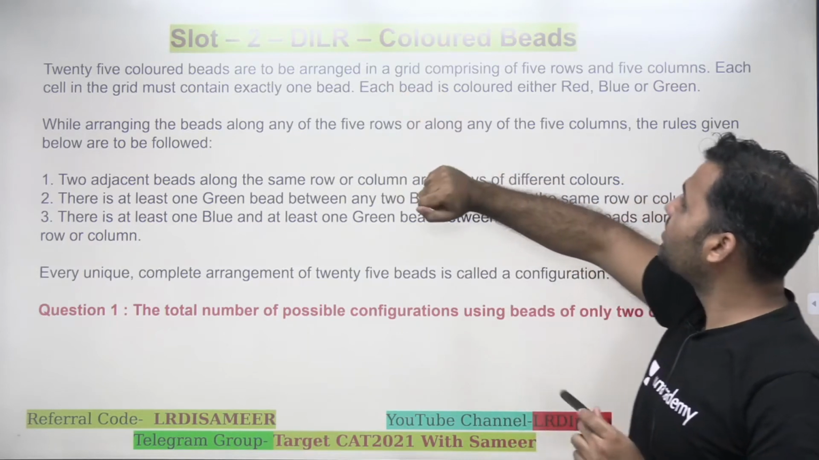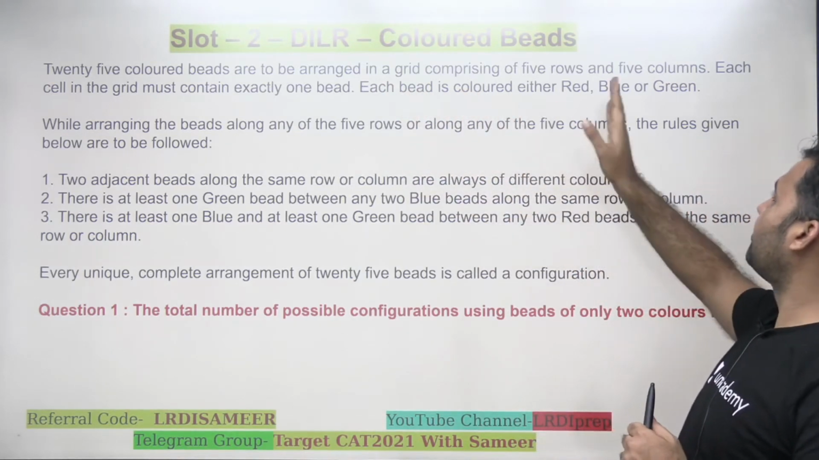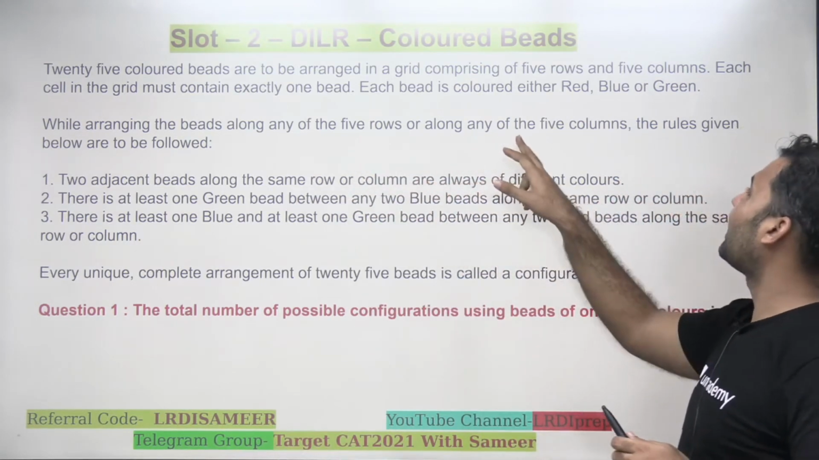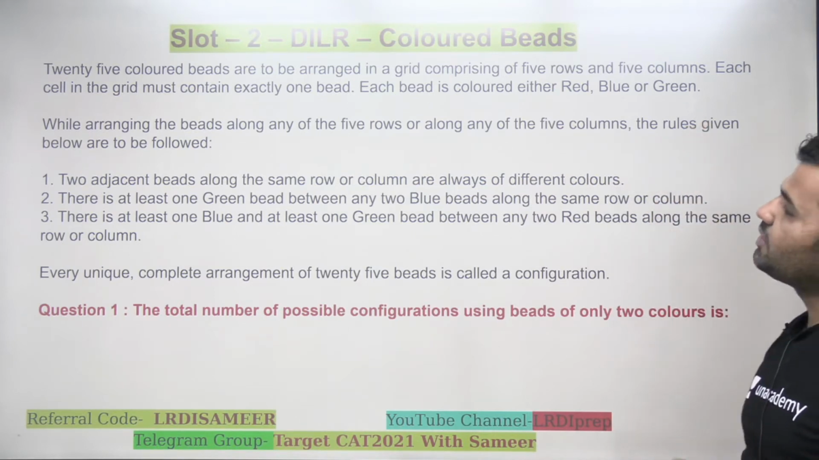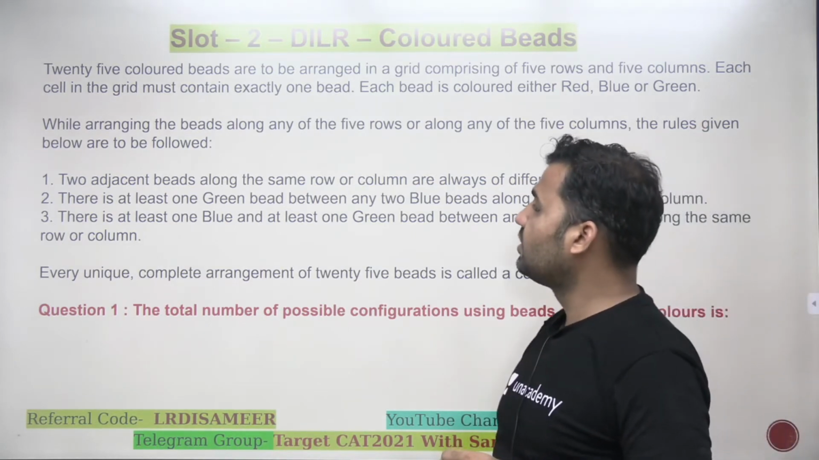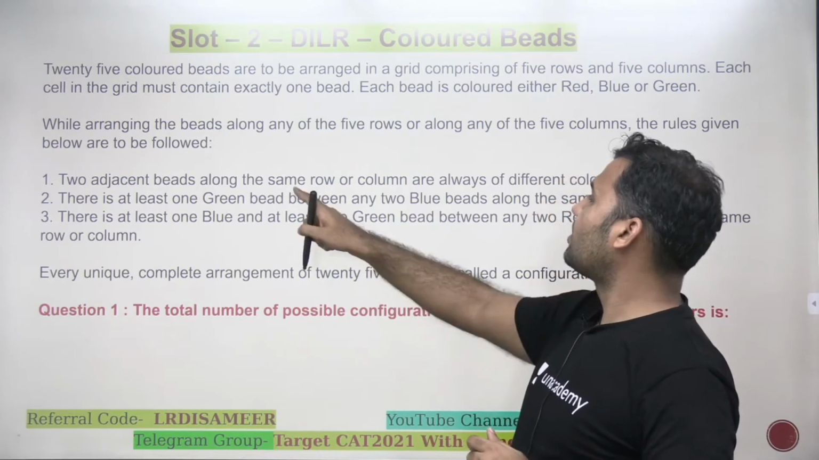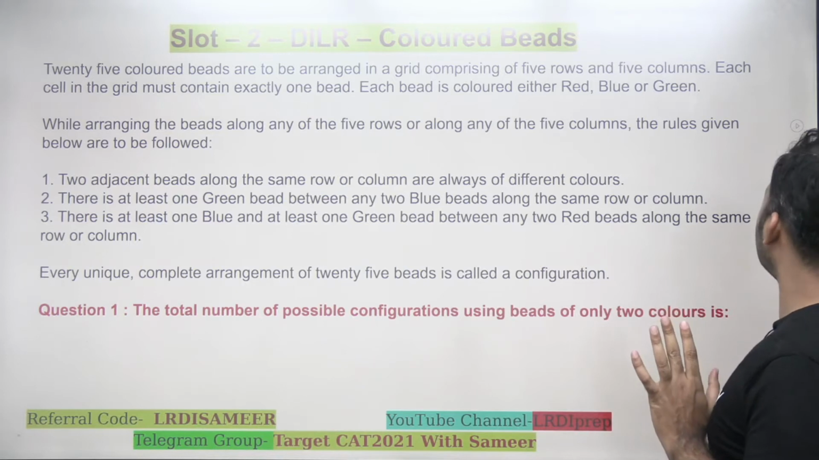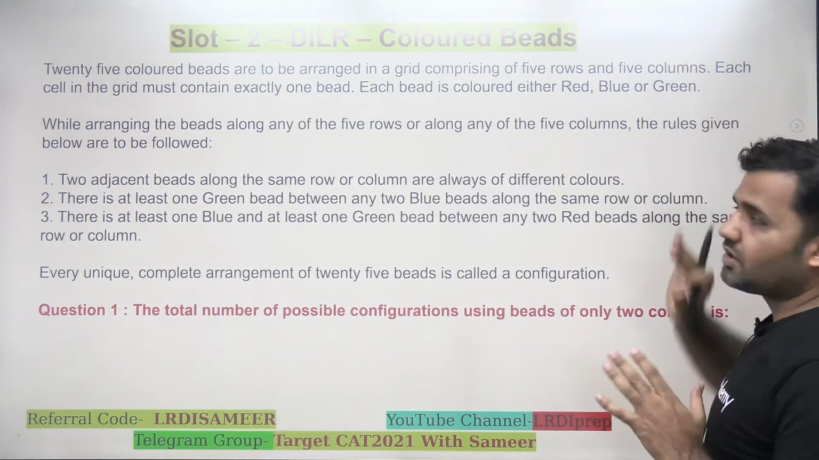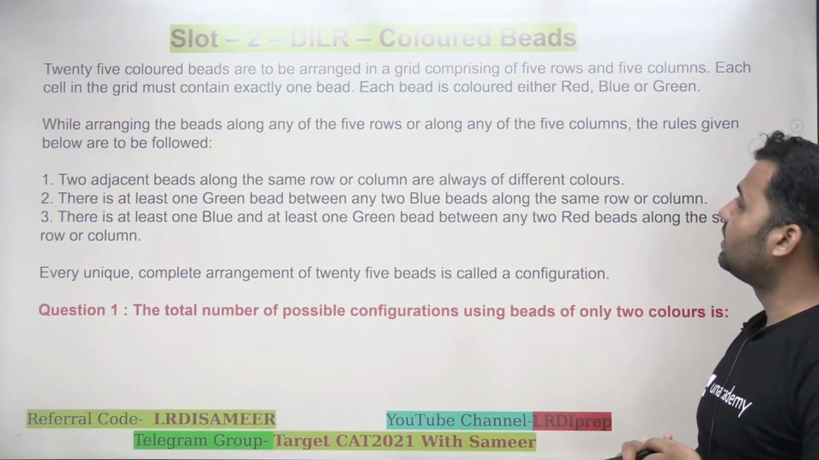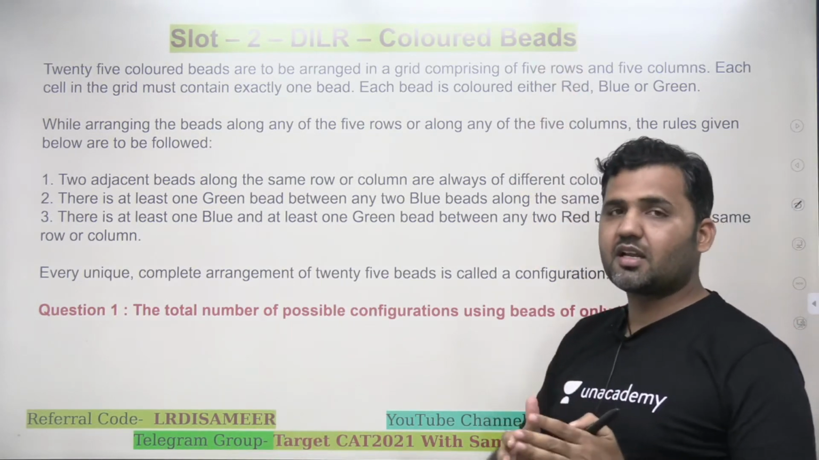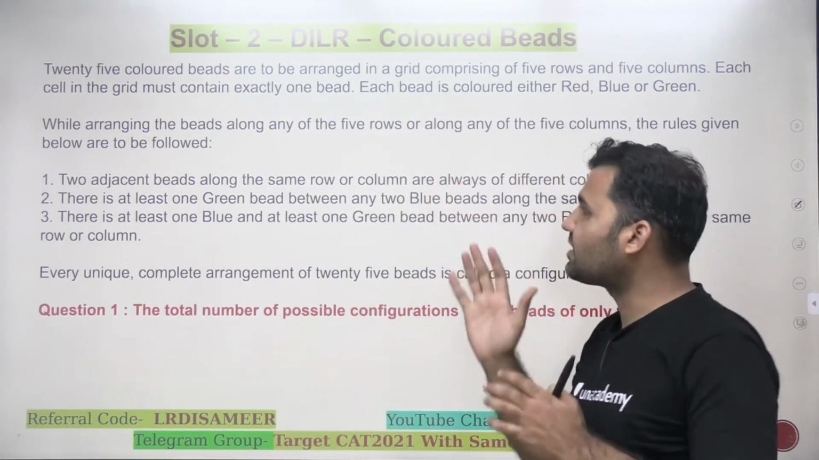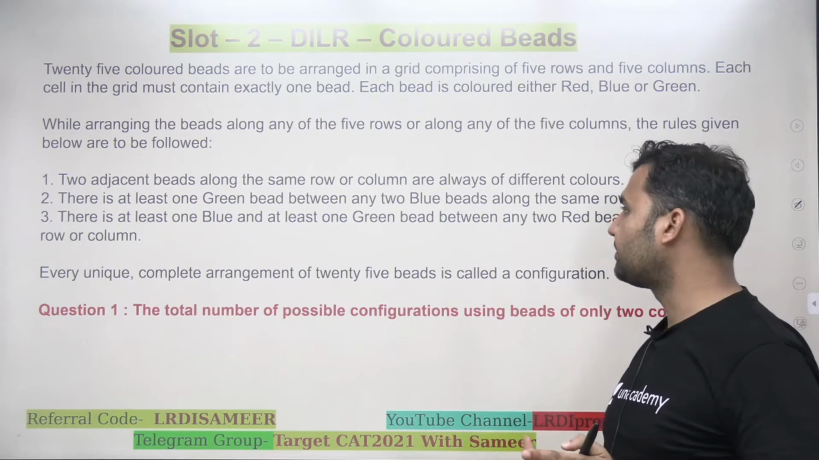Okay, now in the next line it is mentioned that each bead is colored either red, blue or green. While arranging the beads along any of the 5 rows or along any of the 5 columns, the rules given below are to be followed. What are those rules? 2 adjacent beads along the same row or column are always of different colors. So basically, by this time, right, you should get an idea that you're supposed to arrange 3 colored beads, red, green, and blue in a 5 into 5 matrix with these 3 conditions. This is what this whole set is about.